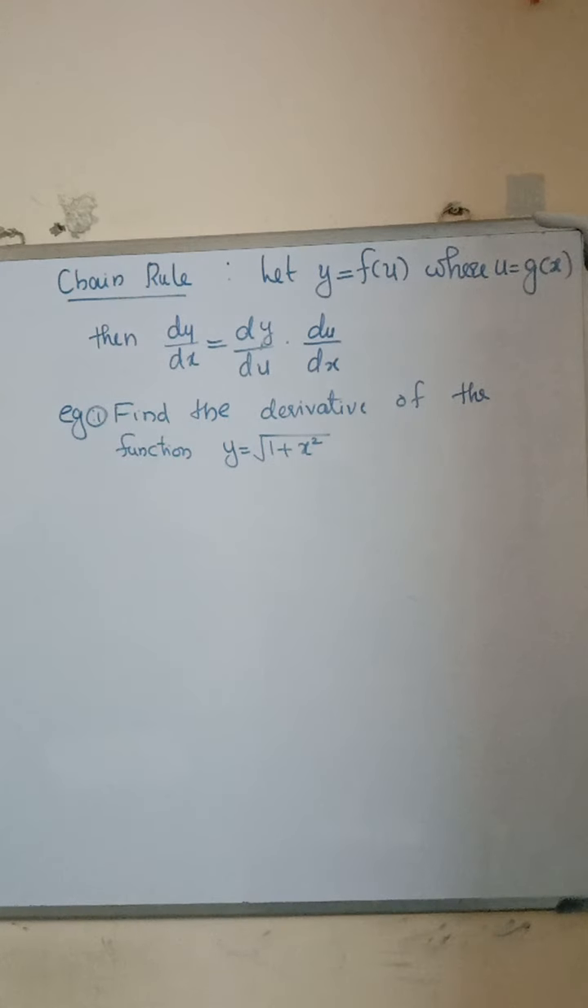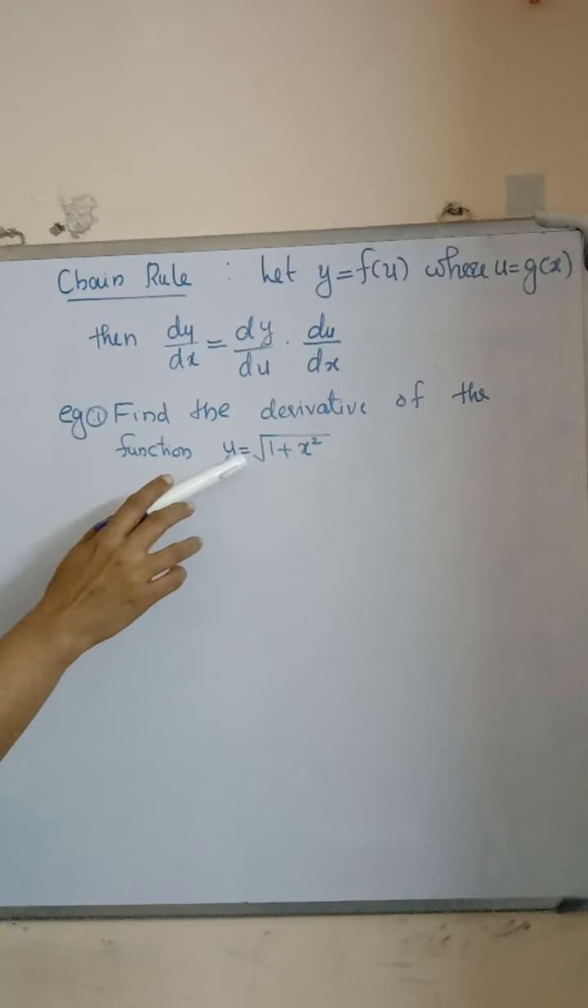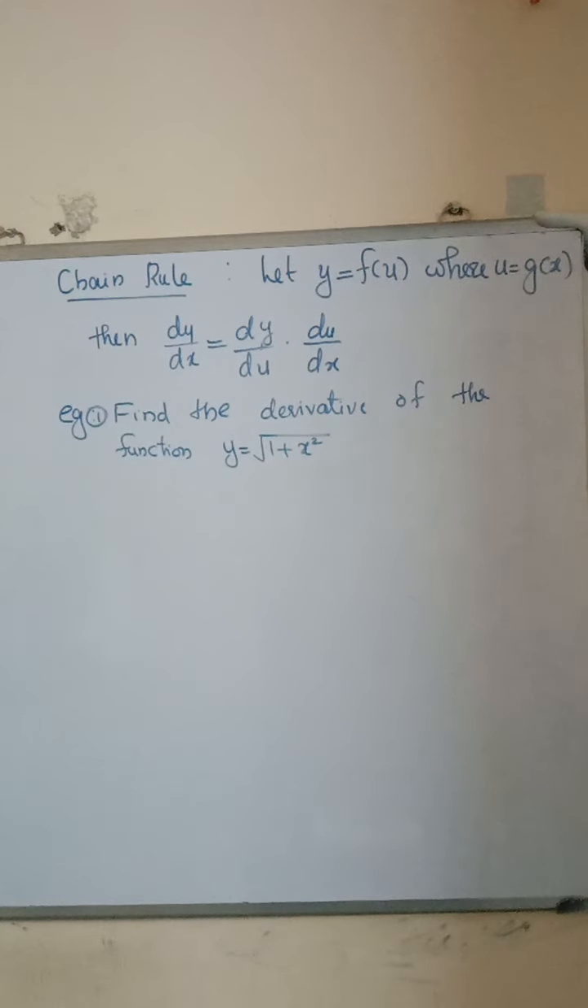Now we use chain rule. Let y be a function of u, where u is equal to g of x. Then the derivative of y, that is dy by dx, equals dy by du into du by dx. For example, here the function is y is equal to root of 1 plus x square. We want to find the derivative of the function.